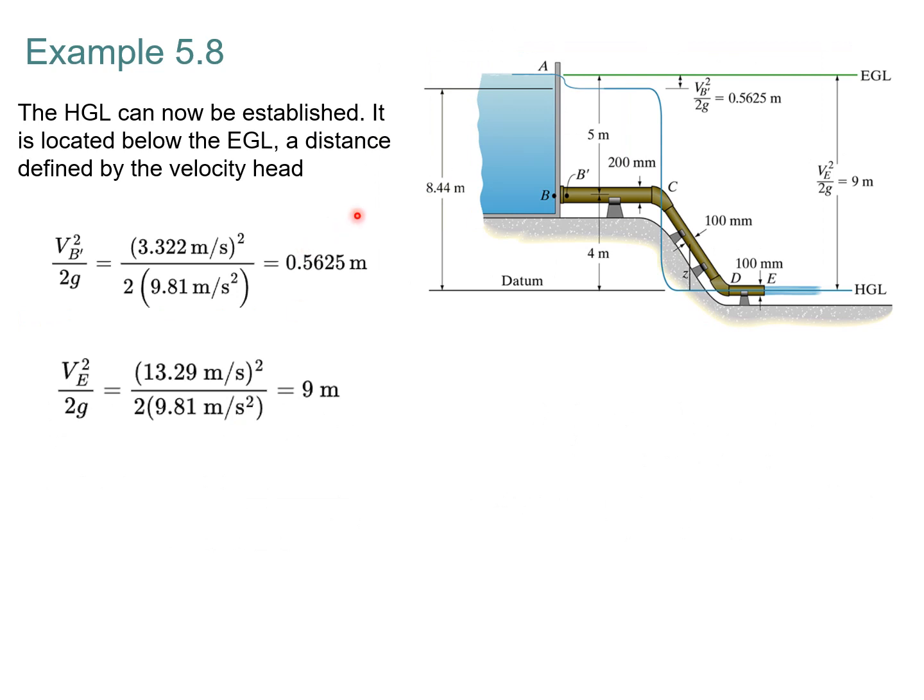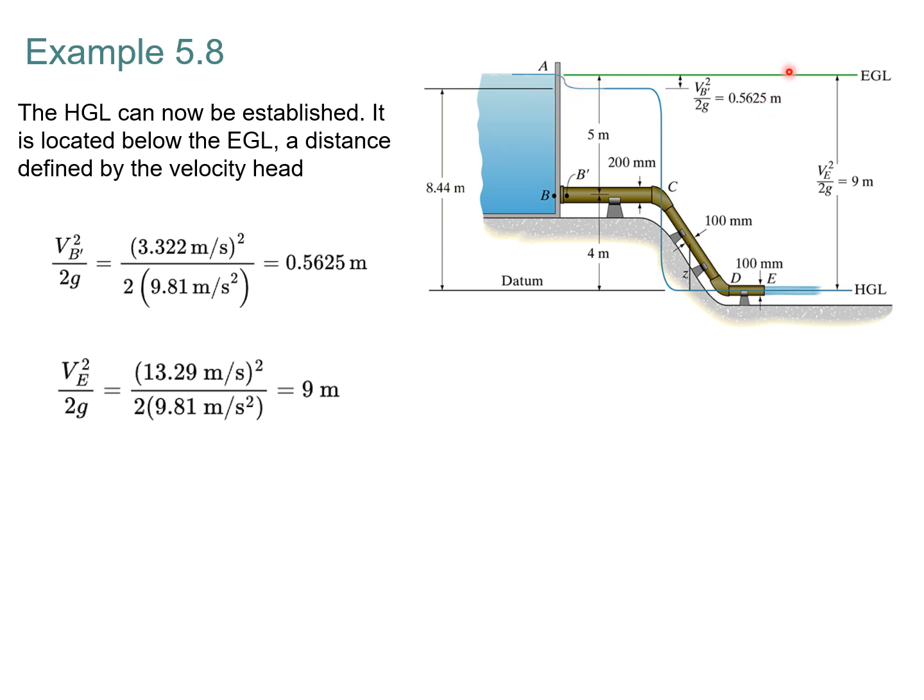So finally, we can calculate what the hydraulic grade line is because it's VB squared over 2g. So at B, it is 0.5625 meters. So here you see the energy grade line stays constant, the green line, but once it gets to B, it drops down. How far does it drop down? It drops down 0.562 meters. So that's the blue line you see.